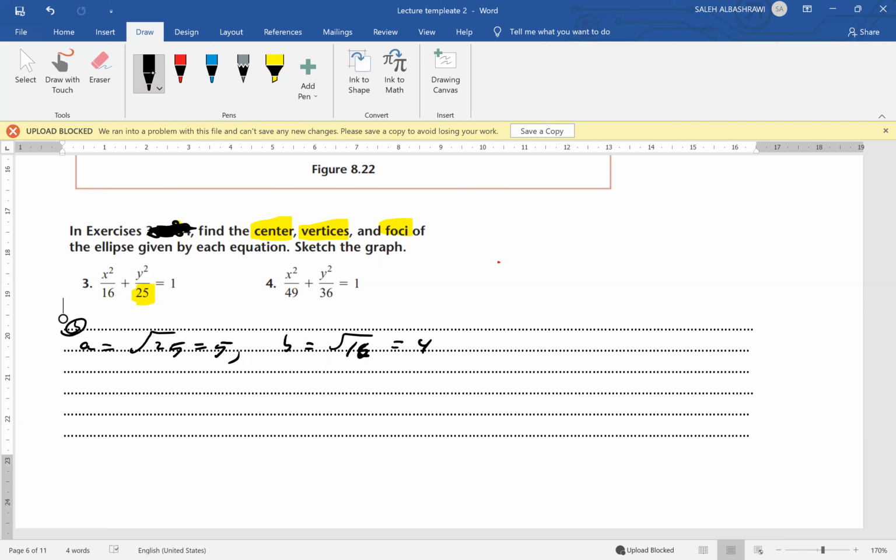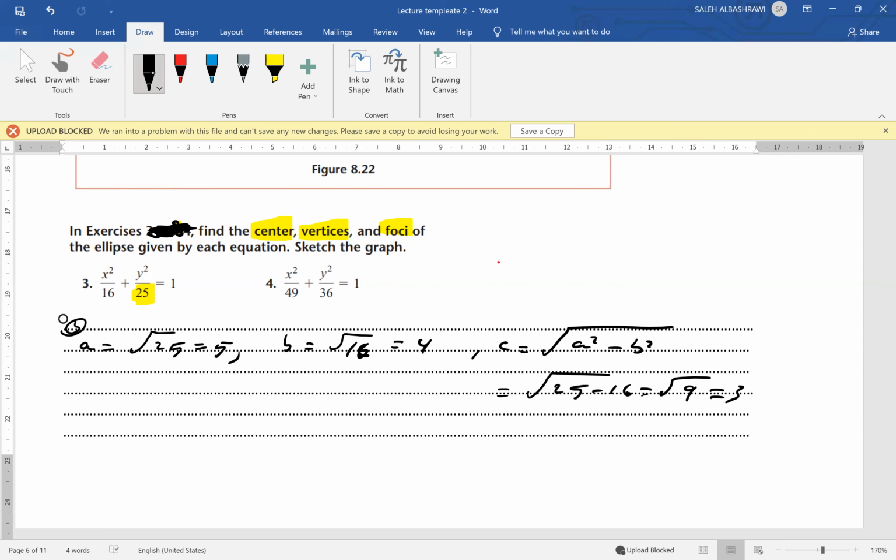I have A and B, so we can find C. C equals the square root of A squared minus B squared. That is the square root of 25 minus 16, which equals the square root of 9, which is equal to 3. Now I have A, I have B, and I have C.